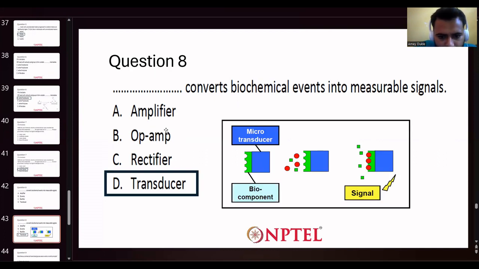So here it is. In a typical biosensor, we have a bio component that is attached to the transducer. The analytes go and attach to the bio component, and then there are biochemical reactions occurring, the biochemical events that happen, and then there is the conversion of that event into a signal. Basically, there will be electron release, and that will be converted into a signal. So that is how biosensing works, and the device that is responsible for conversion of biochemical events into a measurable signal is called the transducer.